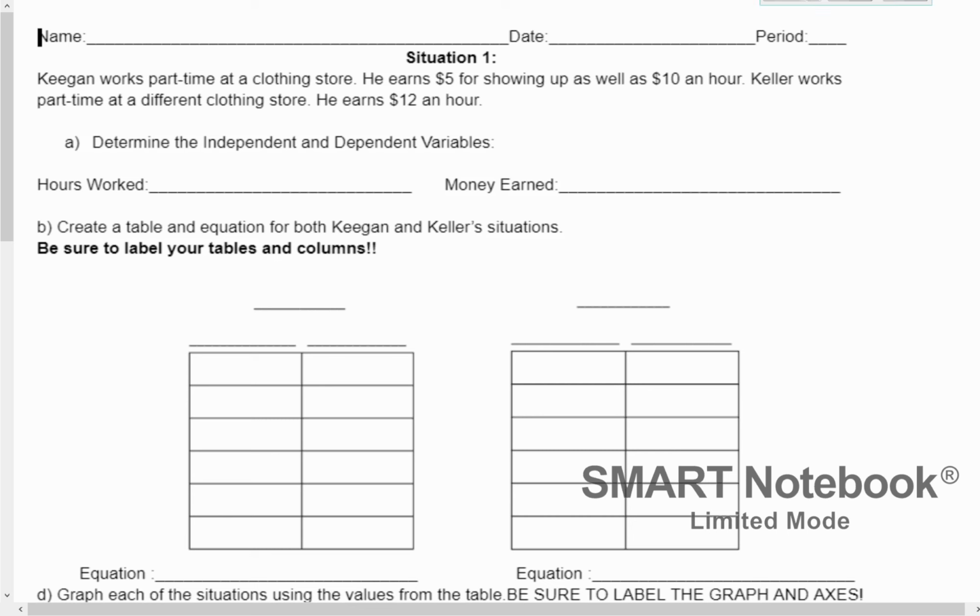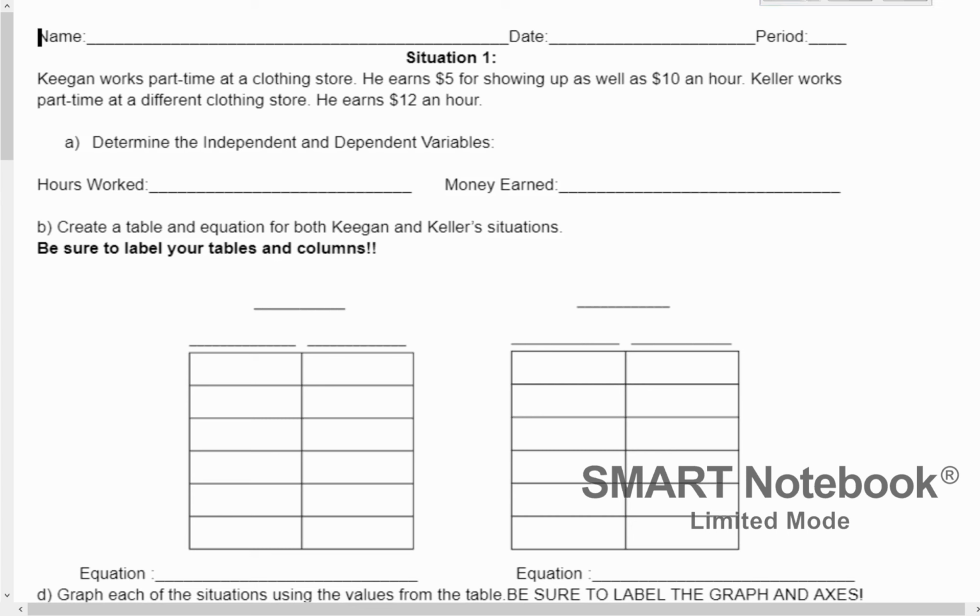Today we're going to learn how to graph two tables onto the same graph. We're also going to review writing equations from tables. We're just going to do one example together, and then I'll have you do one example on your own. The first example we'll do together.